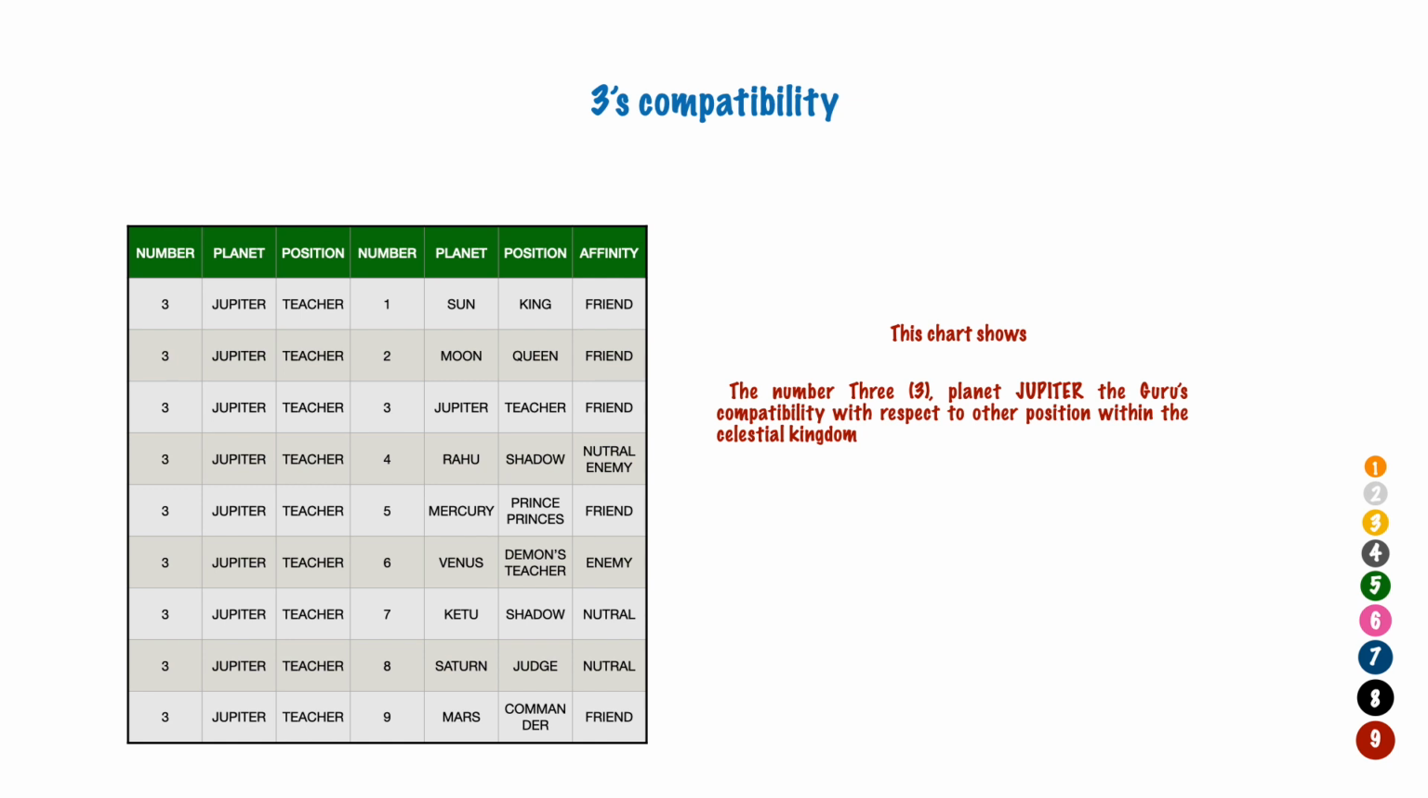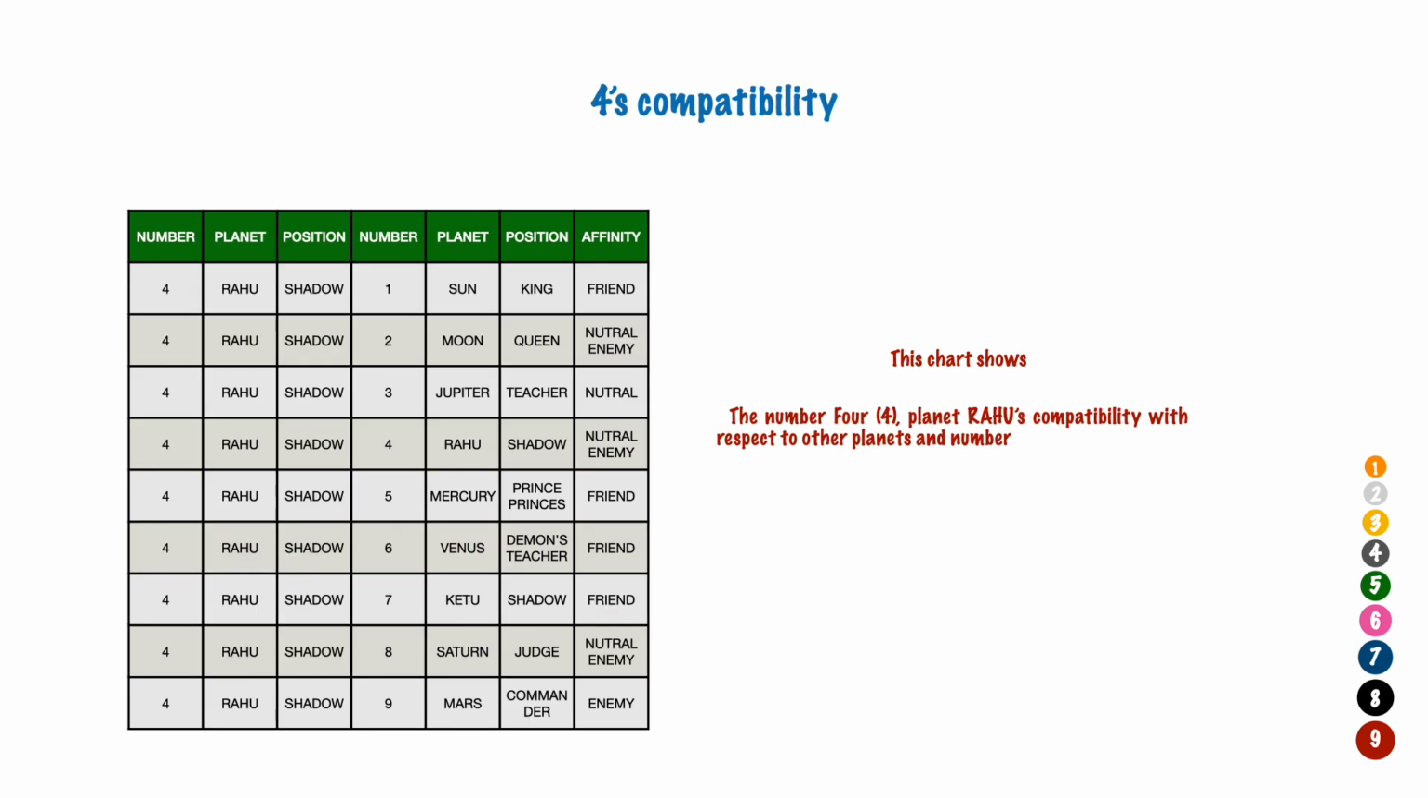Number 3, Jupiter, which is the teacher. Teacher and king, friend. Teacher and queen, friend. Teacher and teacher, friend. Teacher and shadow, it can be neutral or enemy. Teacher and prince, princess, friend. Teacher and demon's teacher, enemy. Teacher and shadow is neutral. Teacher and judge is neutral. Teacher and commander-in-chief, friend.